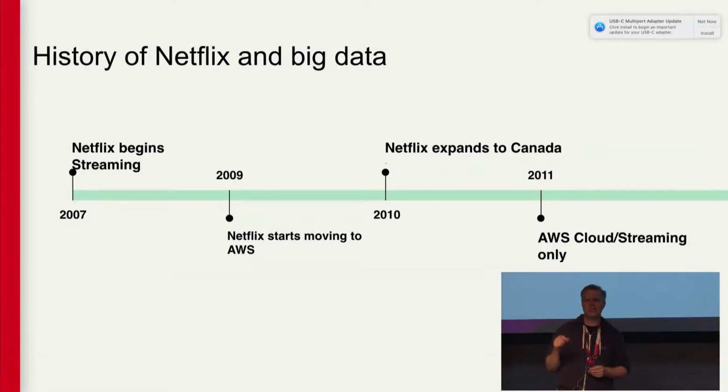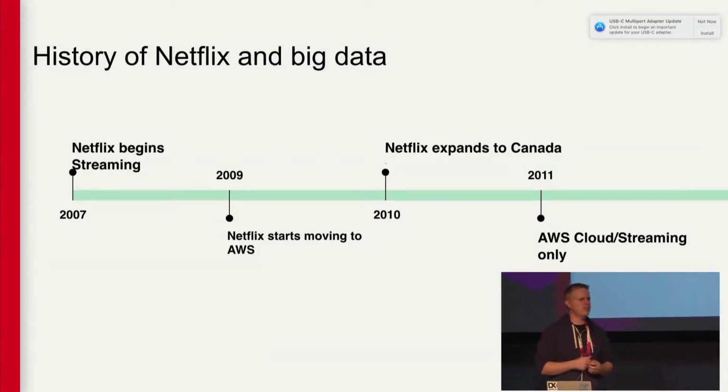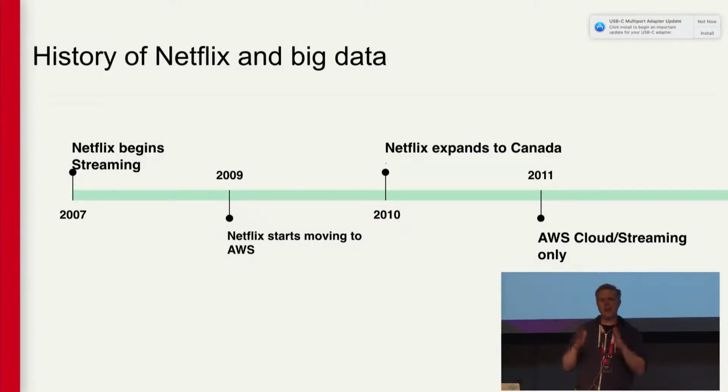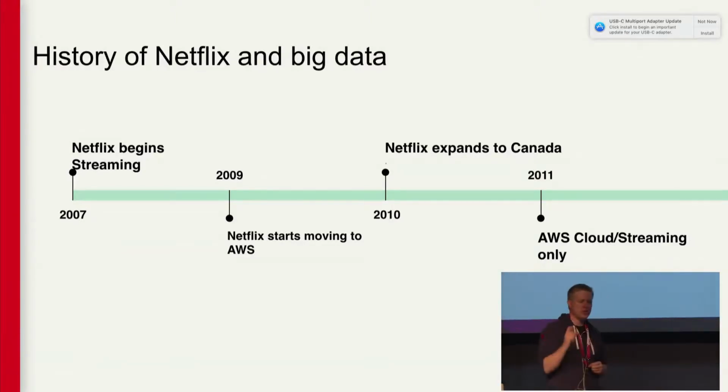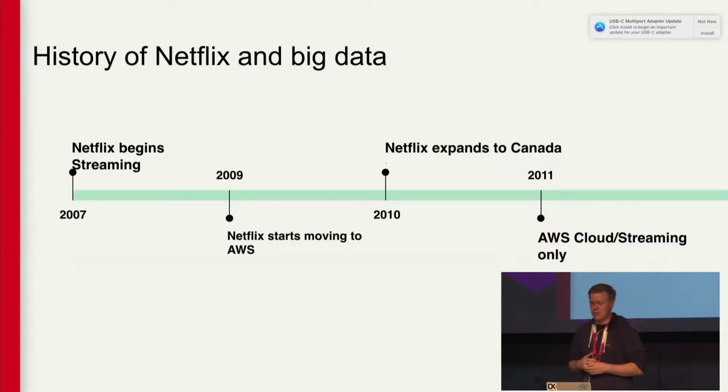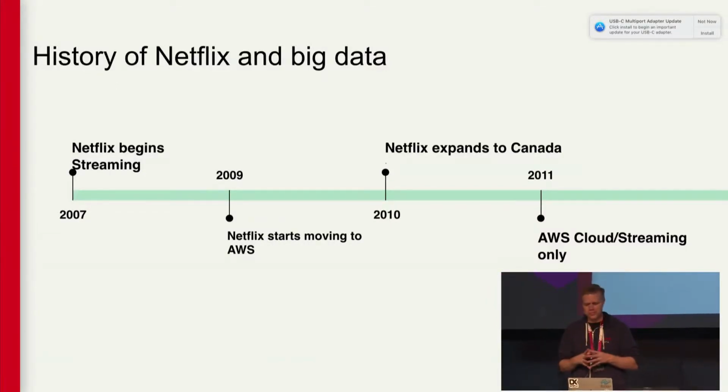In 2007, we started streaming. That was 10 years into Netflix's history. At that point, Netflix was not doing anything that we would consider big data. So 10 years have gone by, not needed big data. In 2009, Netflix decided, hey, the streaming thing is going to be big. We need to move into Amazon because we're going to go worldwide and we don't want to own our own data center. So we should move our entire platform into Amazon. We became Amazon's poster child.